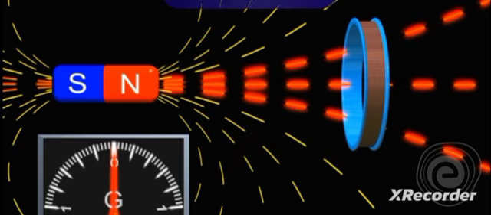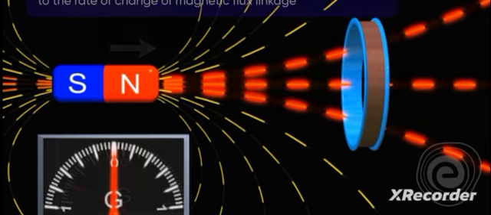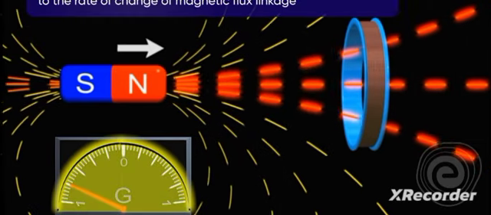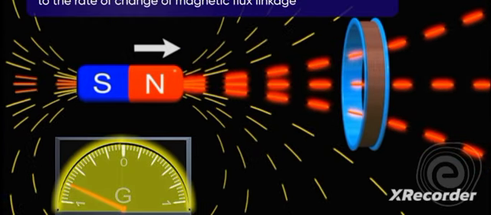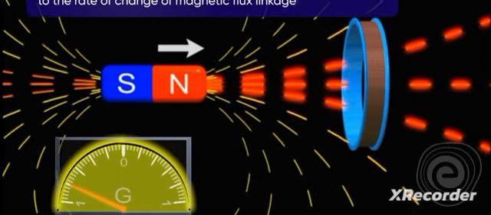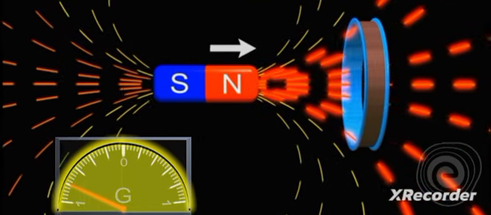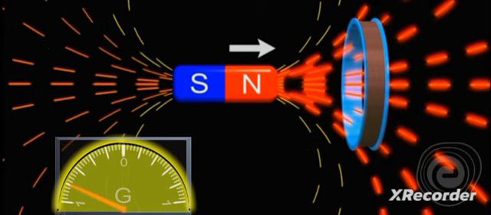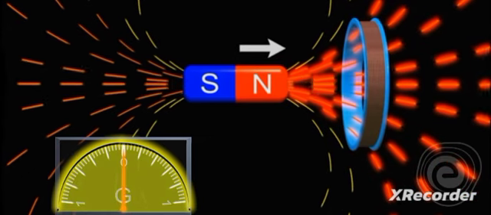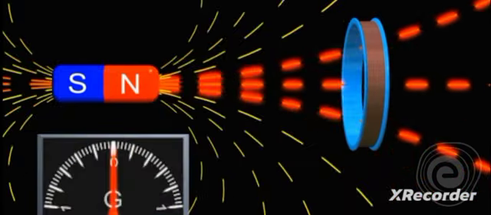Faraday's second law. The magnitude of the EMF induced in a coil is directly proportional to the rate of change of magnetic flux linked with it. We can understand this law in a better manner with the help of the following 2 cases. Case 1.